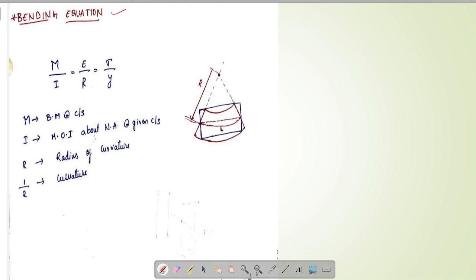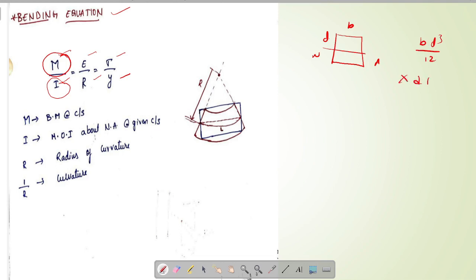Now let's see the bending stress equation. Bending stress equation is given by M by I equals to E by R equals to sigma by y. Here M is nothing but bending moment acting, I is nothing but the moment of inertia about the neutral axis. Remember, if we have a rectangular section, if this is the neutral axis of the beam, this is B and this is D, the moment of inertia taken is BD cube by 12, not DB cube by 12, because bending moment is taken about the neutral axis.